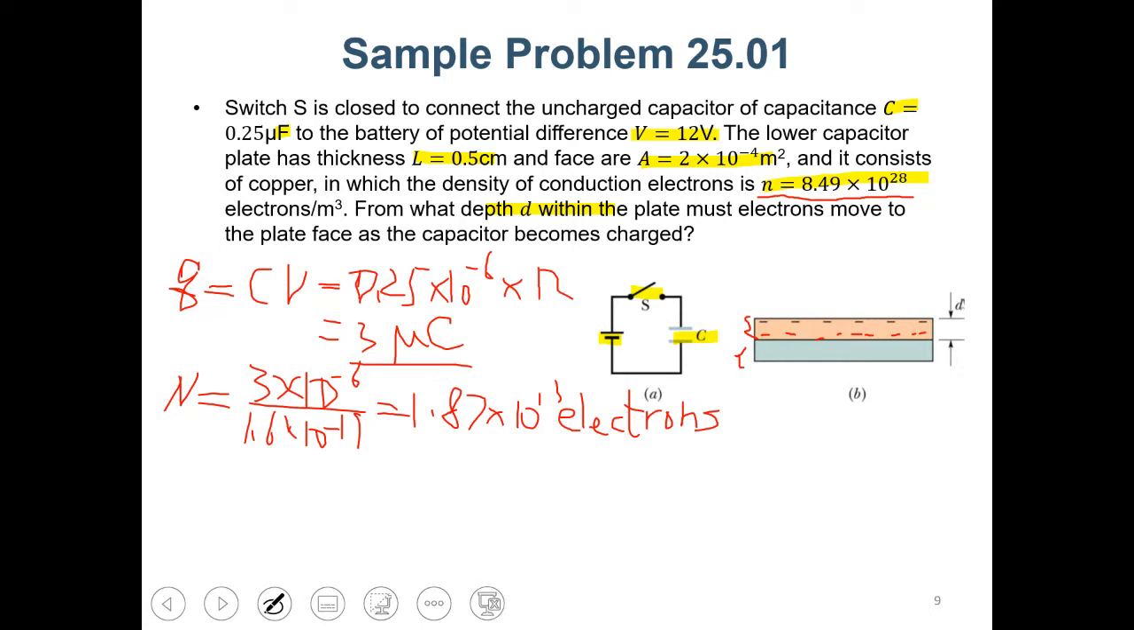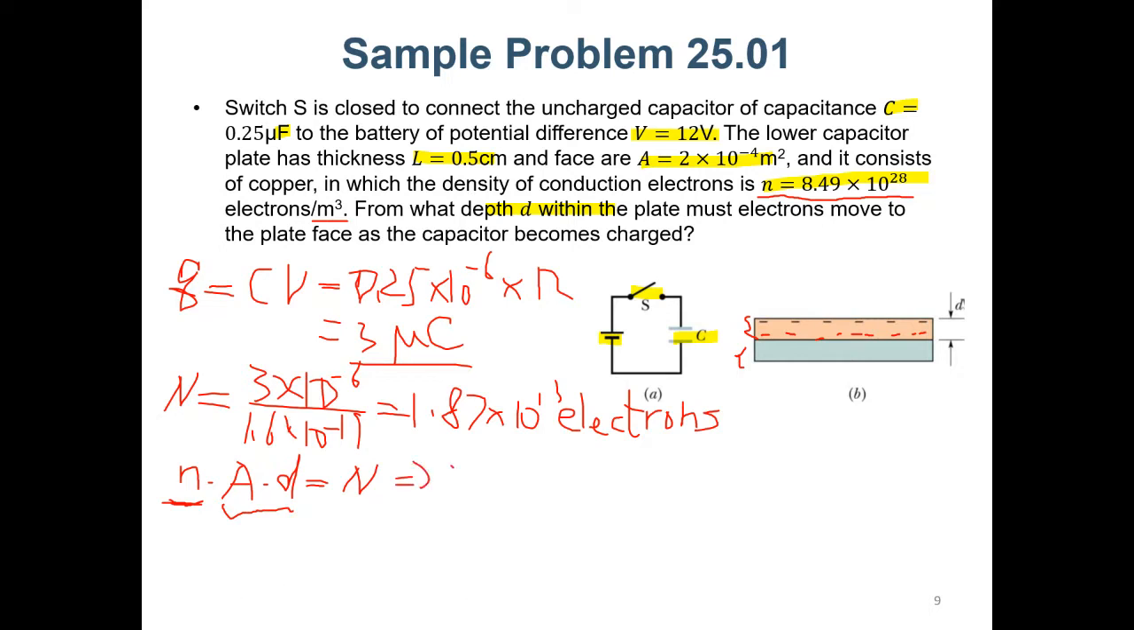So we can imagine n times the area times the thickness would be the total number of electrons. So this is the density, the volume density, and it is the volume density because it's over meter cubed. So you multiply by the volume, as you assume the electrons are distributed uniformly, so that you multiply the density by the volume, and that is the total number of electrons.